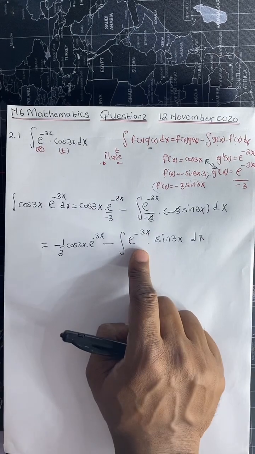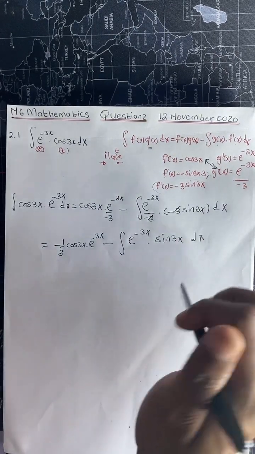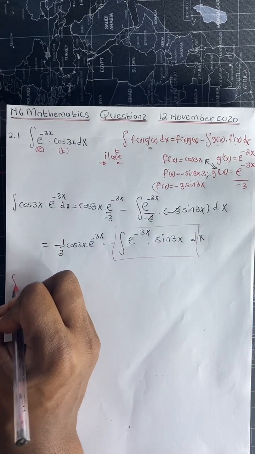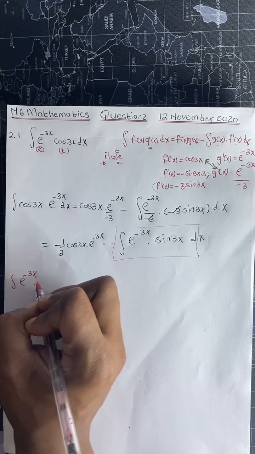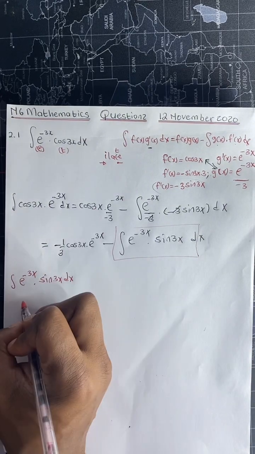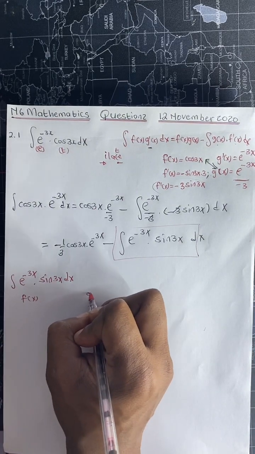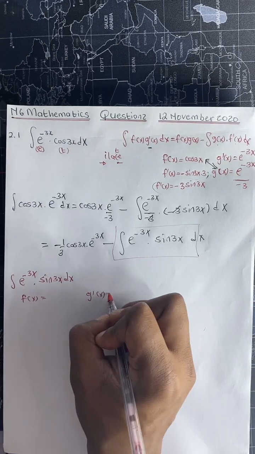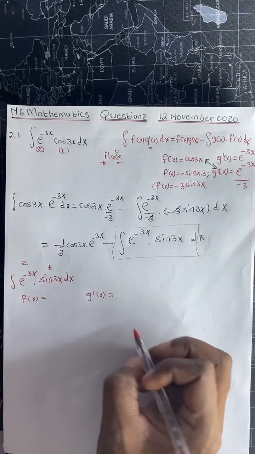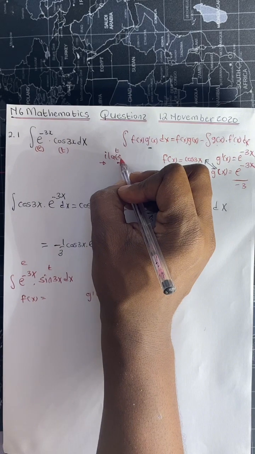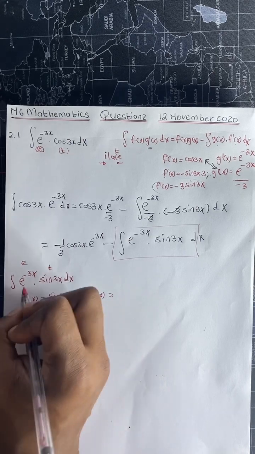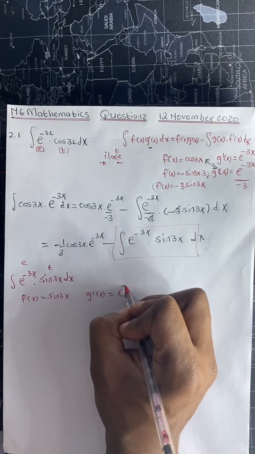Again, to evaluate this integral, we have to use integration by parts. For the integral of e to the power negative 3x multiplied by sine 3x dx, we have to figure out which one will be f of x and which one will be g prime of x. We have a trigonometric function and an exponential function again, and the trigonometric function comes before the exponential function, so f of x will be sine 3x, and e to the power negative 3x will be g prime of x.